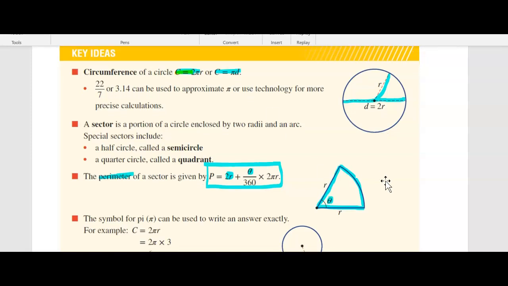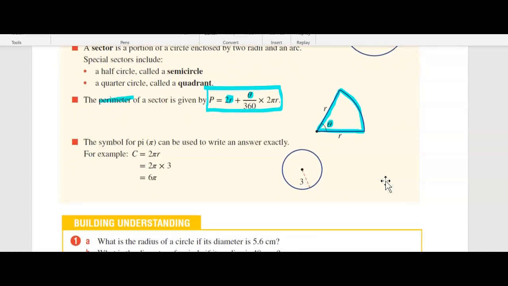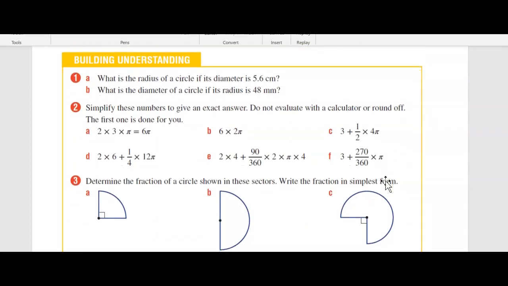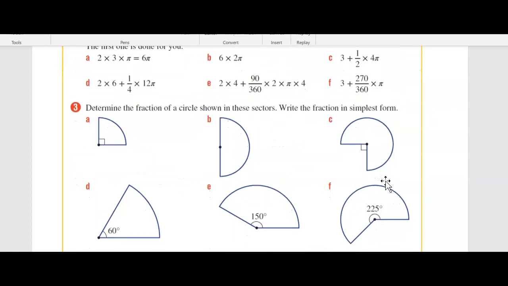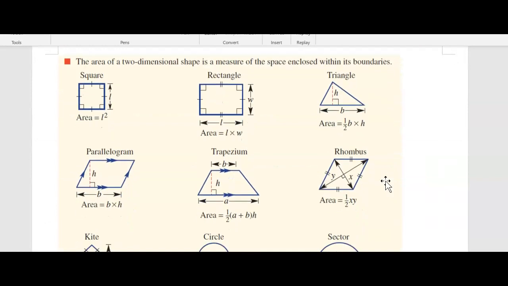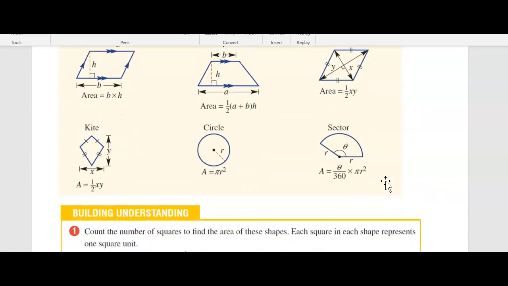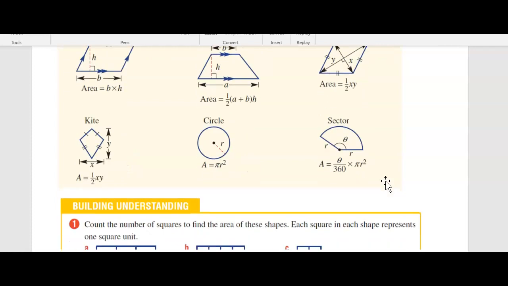Okay, so that question wasn't done too well on your measurement test. All right, and try to use pi, not 3.14. Okay, I'm not going to do the building understanding for them because we did do quite a bit on measurement. All right, then you've got all your measurement formulas here. Okay, so quite a few. Just make sure that they're in your bound reference and you use them.